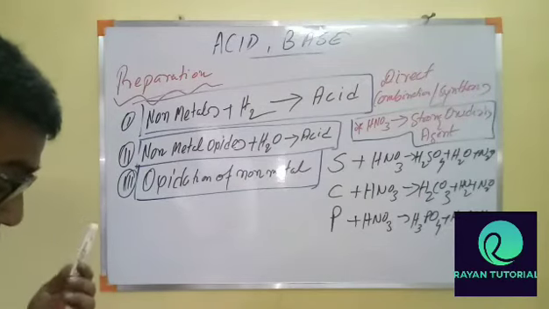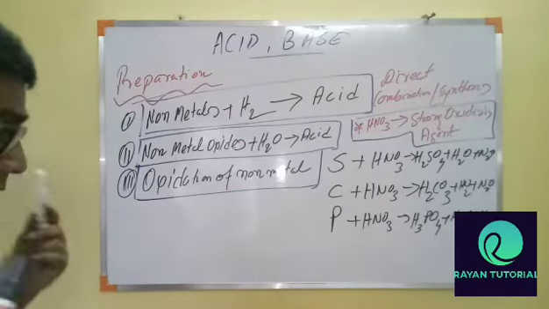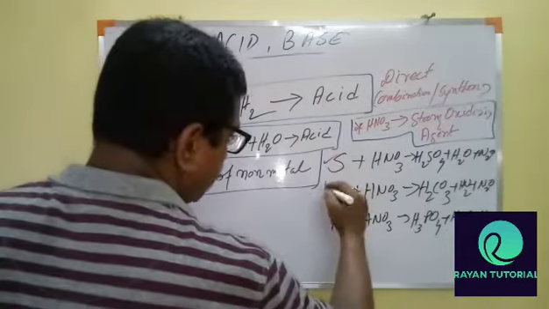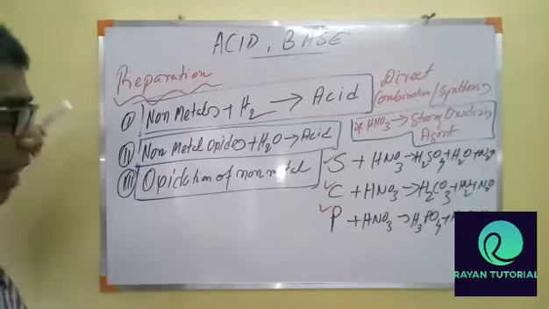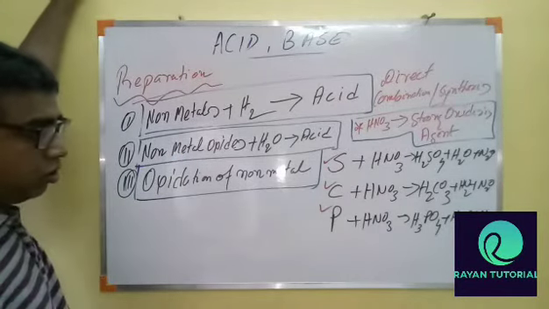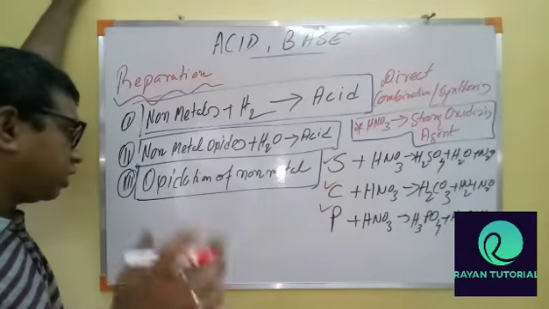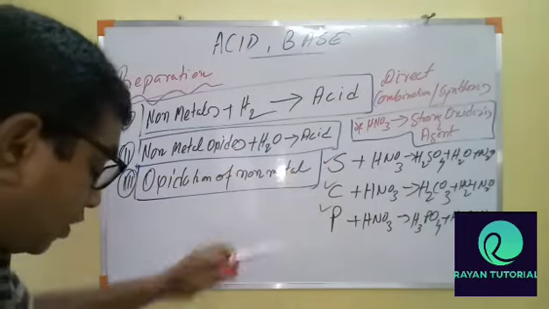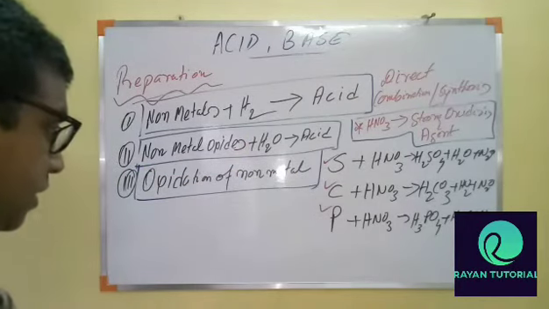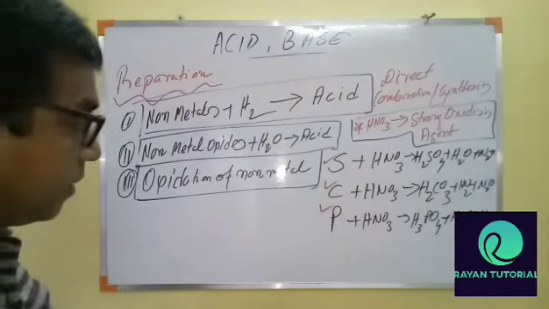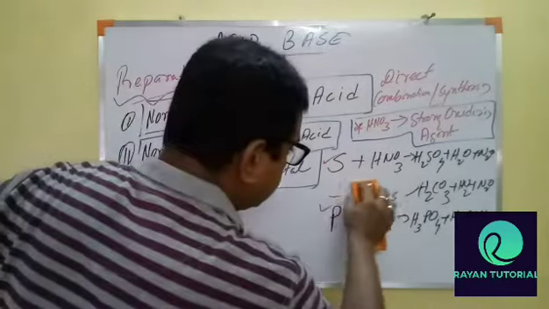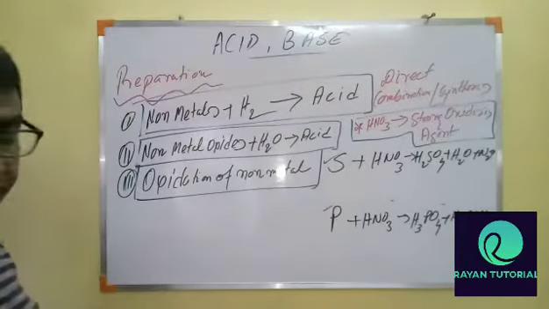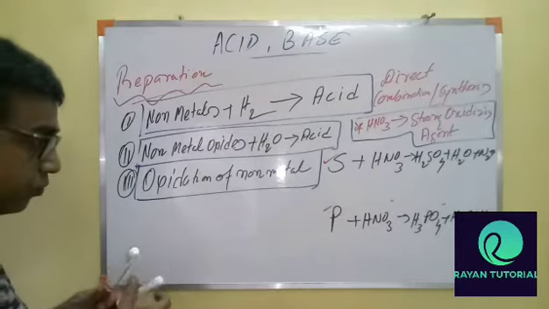Balancing, let me give you a trick. For the ICSE syllabus, only these three are main: sulfur, carbon, phosphorus. Do one thing. Write carbon down. Always remember it like this: sulfur, phosphorus, carbon. Why? I will tell you.